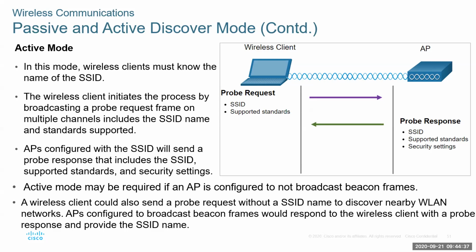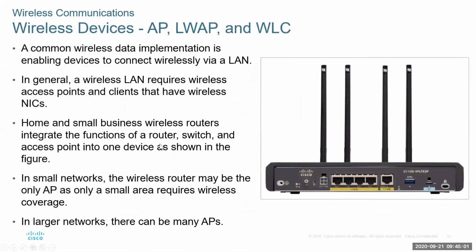Active mode is required if the AP is configured not to broadcast those beacon frames, which we talked about. And a wireless client is used to send a probe request without an SSID name to discover nearby access points. So an access point configured to broadcast those beacon frames would respond to the wireless client with a probe response and then provide the SSID.